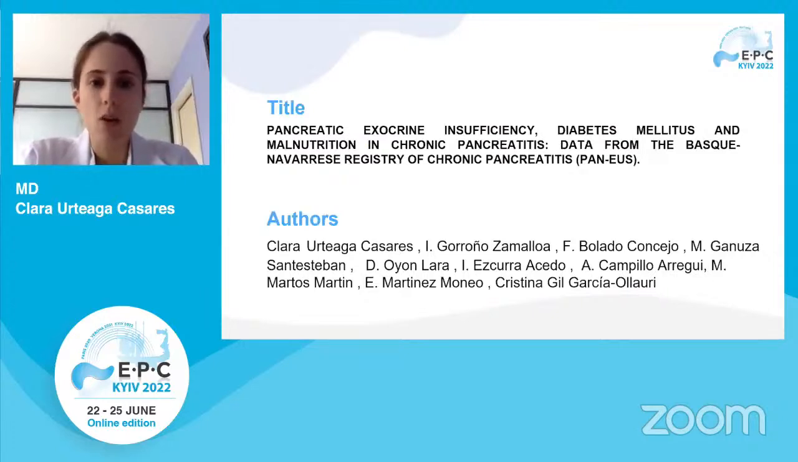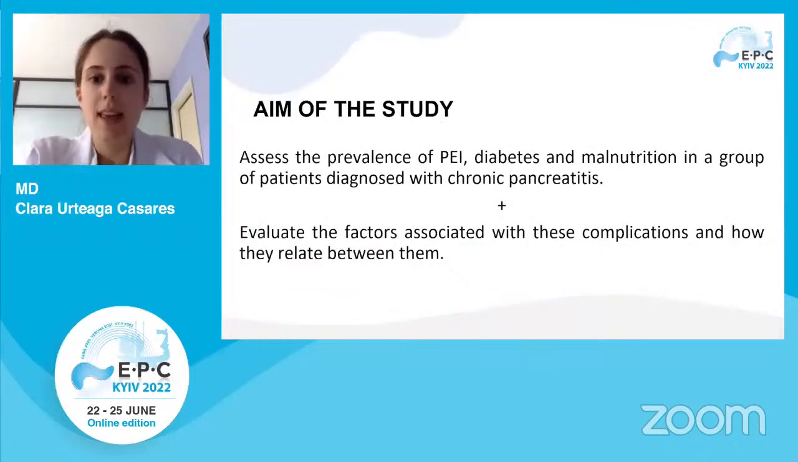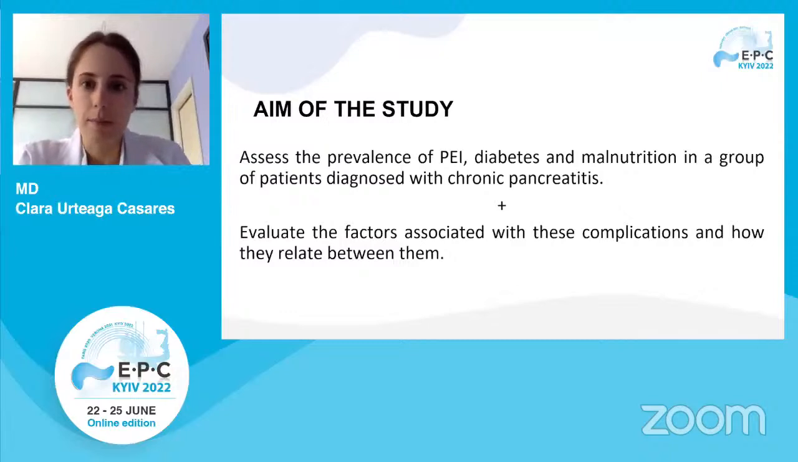As you can see, there is a long list of authors, as it is a multi-center study. The aim of our study was to assess the prevalence of PEI, diabetes and malnutrition in a group of patients diagnosed with chronic pancreatitis, as well as to evaluate the factors associated with its complications and how they relate between them.